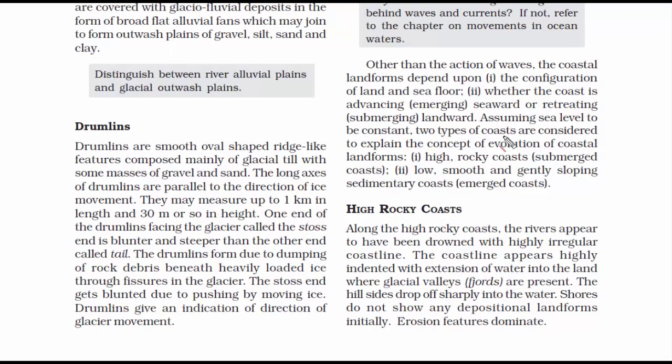To understand the coastal landform, we will have to understand two types of coastline. One is the low, smooth and gently sloping sedimentary coast, which is also known as emergent coastline, and the second one is the high rocky coast, which is also known as submerged coastline.